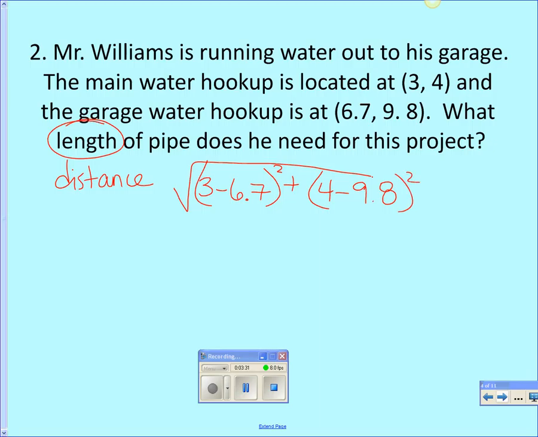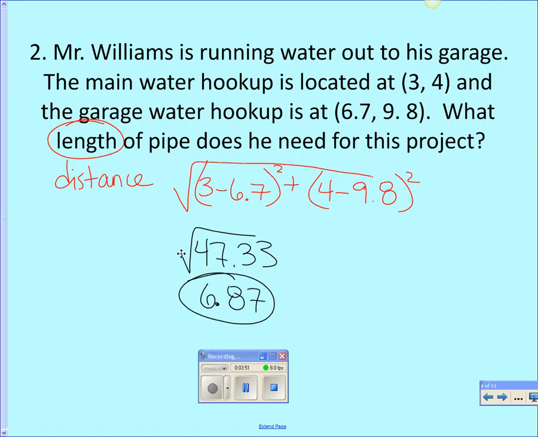Okay. So you would just type it in the calculator with the decimals. All right, so go ahead and take a minute and type in your calculator. Did y'all get 47.33? Okay. And then what's the square root of that? Very good, guys. Okay. Any questions on that one?